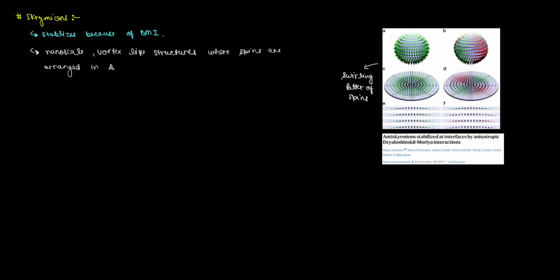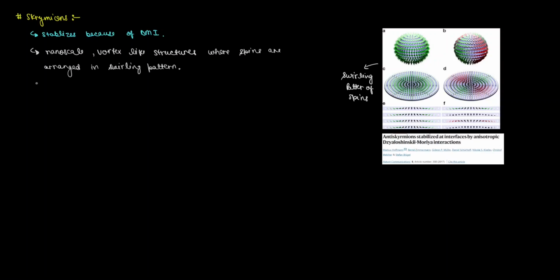which are stabilized because of the Dzyaloshinskii-Moriya interaction, or DMI. This interaction arises in systems with strong spin-orbit coupling and with broken inversion symmetry, and it is very crucial for the formation and the stability of skyrmions. And this forms a swirling pattern of spins. These skyrmions are nanoscale vortex-like structures where spins are arranged in a swirling pattern.